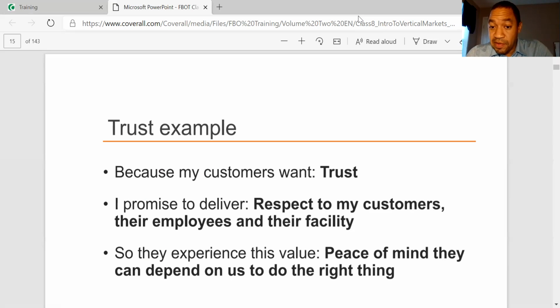So they experience this value, this peace of mind that they can depend on us to do the right thing. Because, like I said, typically when you're in the building cleaning the facility, they are gone. They're at home and they're off doing whatever they do on their downtime, and they're like, I hope this cleaning company is going to do the right thing and clean the facility right and set the alarms because we have important things in here or private information. So you've got to keep in mind that they are entrusting you with things that earn them money and their livelihood.